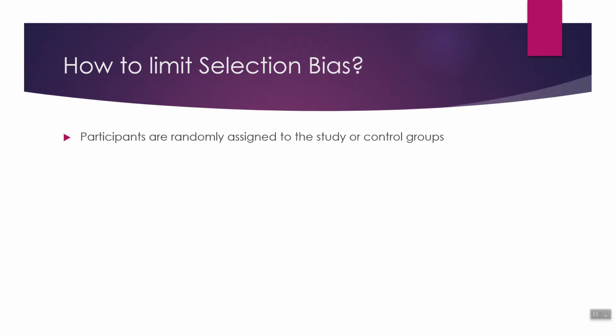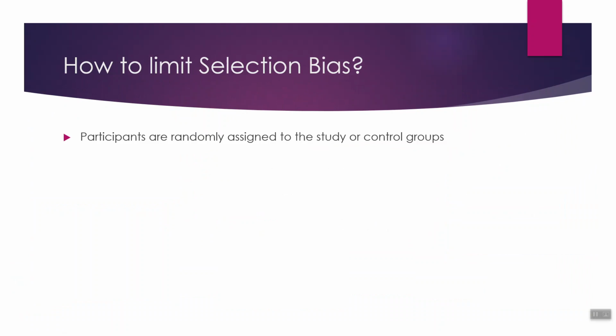So how do researchers limit selection bias? There are a few ways. Participants are randomly assigned to the study or control group, for example in randomized controlled trials, or RCTs. However, selection bias can still occur in RCTs. For example, it may be that the pool of people being randomly assigned to the intervention group is not very representative of the wider population.